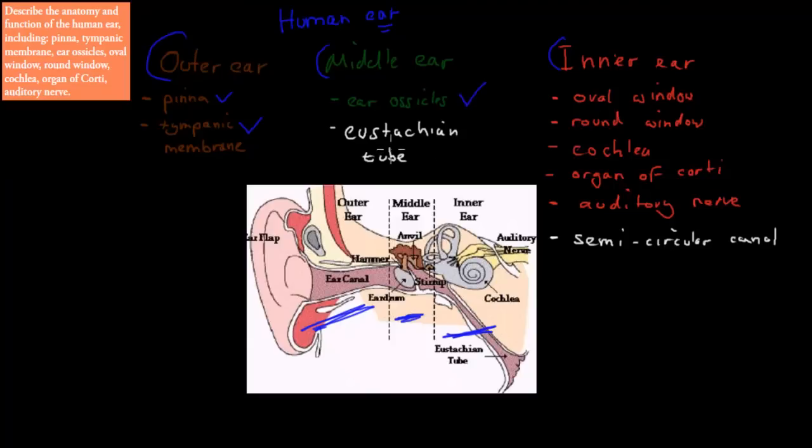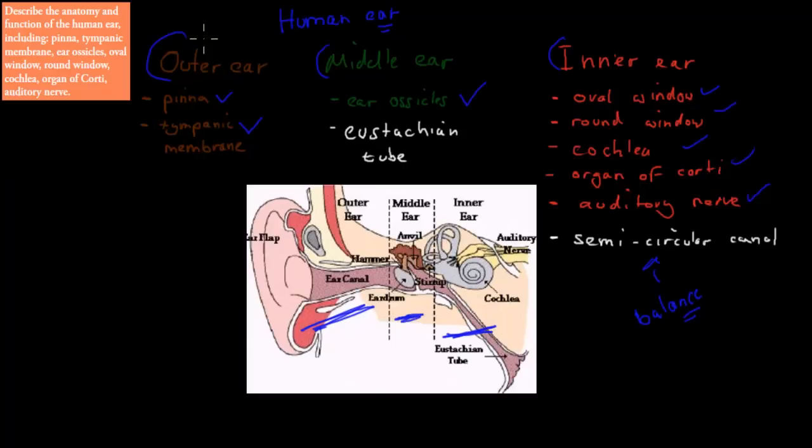We're not going to cover the eustachian tube. We're going to cover that in a different video. In the inner ear, we're going to cover the oval window, round window, the cochlea, the organ of Corti, and the auditory nerves. We're not going to cover the semicircular canal, and that's to do with balance. That's important for balance. We're not going to cover this in this video. We're just going to cover the ones which are in color.